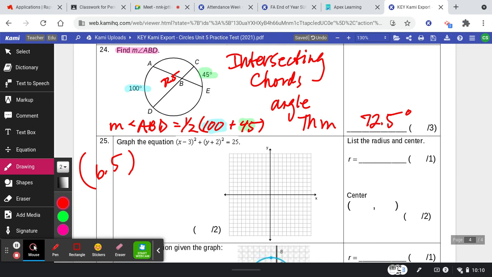Okay, what did 6.5 say? 6.5 says if I have a radius and I have a center, then I can draw a circle. If I have a circle, I can get the radius. I can get the center and write the equation. So here I go. I'm at Isabel.